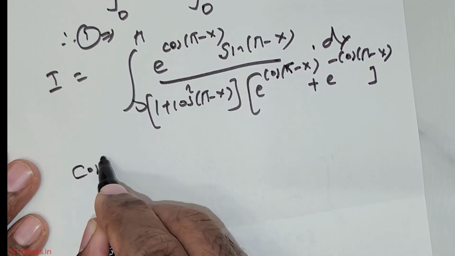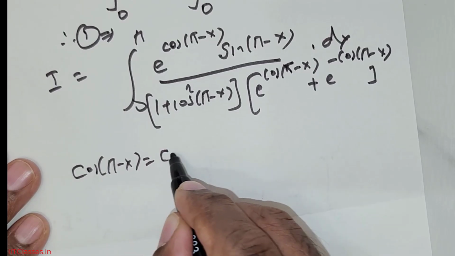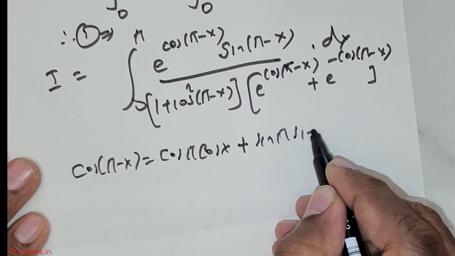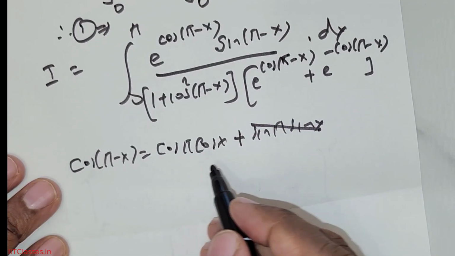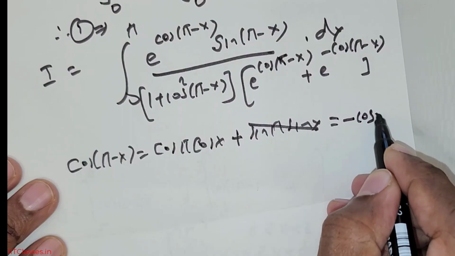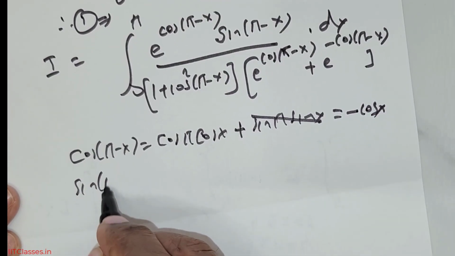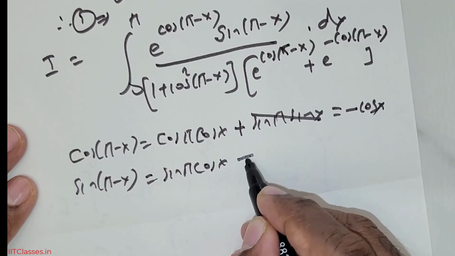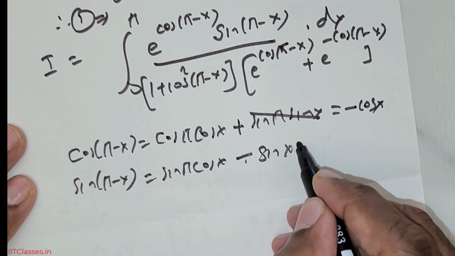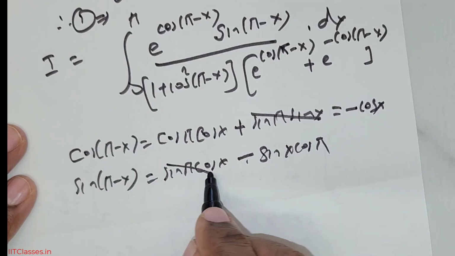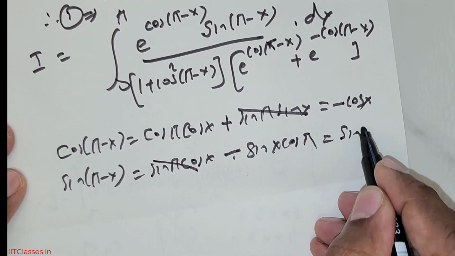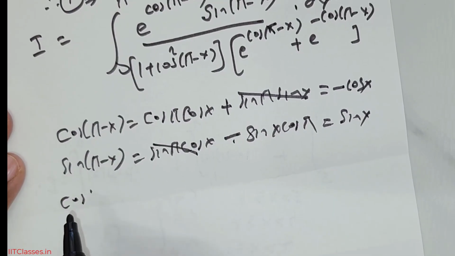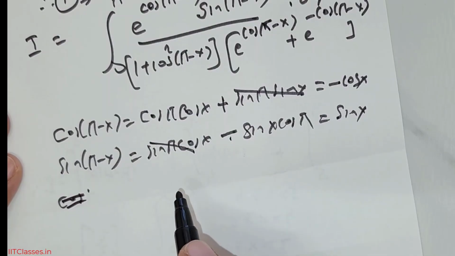Now cos(pi - x) is cos pi cos x + sin pi sin x. So this goes off. Cos pi is negative 1, so you get negative cos x. Now sin(pi - x) is sin pi cos x - sin x cos pi. So this goes off. Cos pi is negative 1, so you get sin x there. Okay, so we are set.